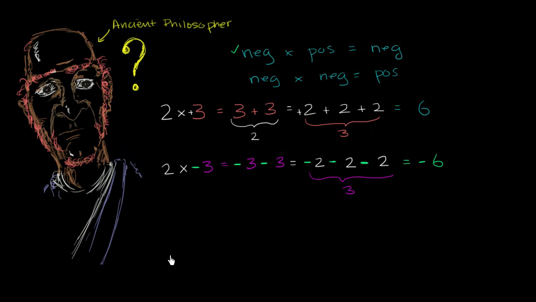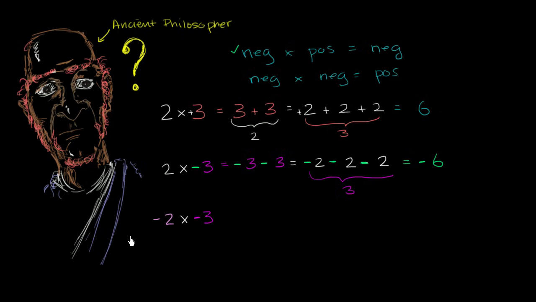Now let's take the really unintuitive one. A negative times a negative, all of a sudden the negatives kind of cancel out and give you a positive. Why is that the case? Well, we can just build from this example right over here. Let's say that we had negative 2 times negative 3.